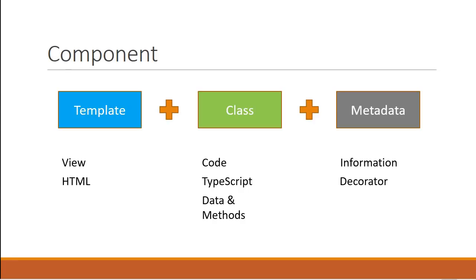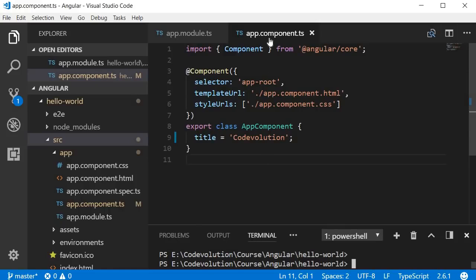Now let's try to relate this to the app component that we have in our Hello World Angular application. So let me go back to Visual Studio Code and open the file app.component.ts. At the bottom, we have our class, and the name of the class is AppComponent. This class currently contains one property, which is the title, and does not contain any methods, keeping it simple.